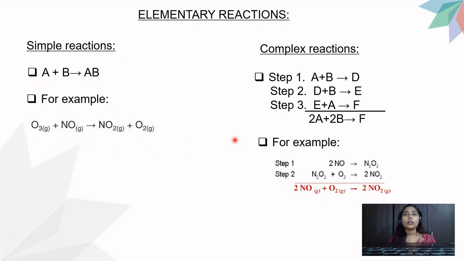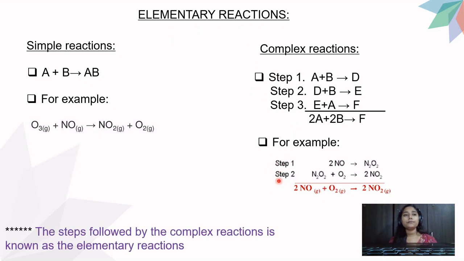Now, by this, I conclude that the steps involved in complex reactions are known as the elementary steps or elementary reactions. I repeat again, the steps involved in complex reactions are nothing but your elementary steps or elementary reactions. Here there are 3 elementary reactions, here there are 2 elementary reactions. So this is the conclusion: the steps followed by a complex reaction are known as elementary reactions. I hope this part is clear to you all.